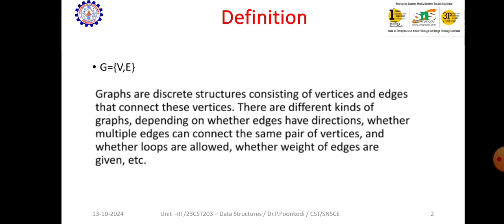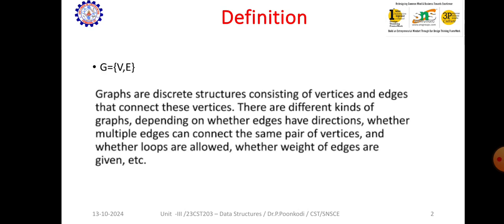Basically, a graph is a collection of vertices and edges. Okay. A graph is basically a discrete structure. It consists of vertices and edges. The edges connect these vertices in order to form a graphical representation.